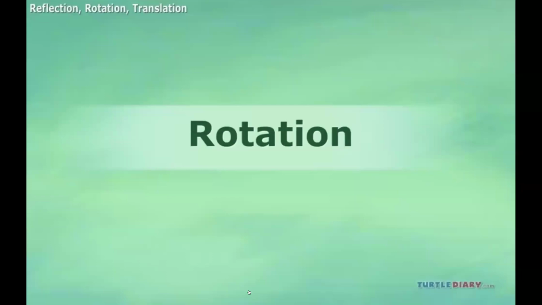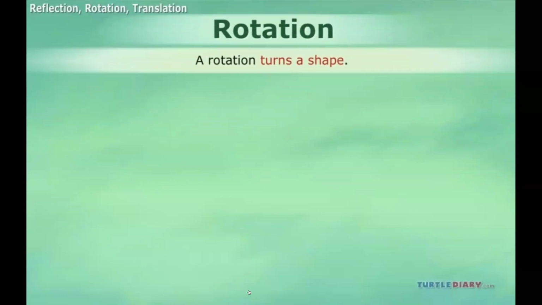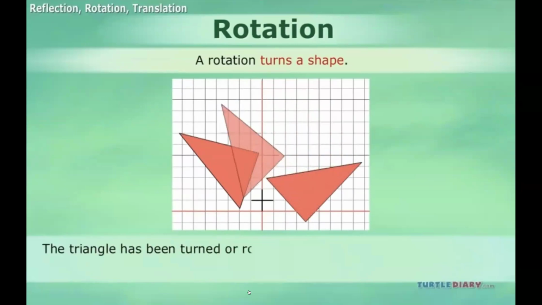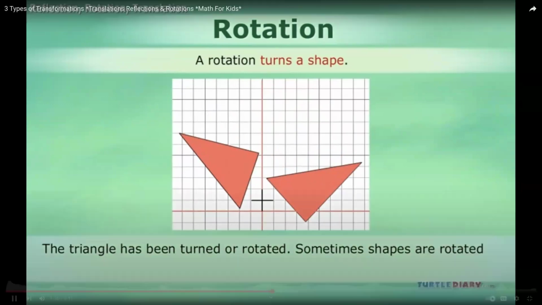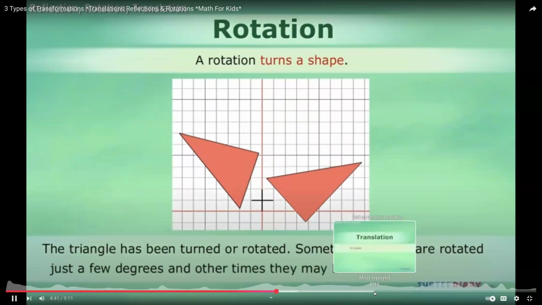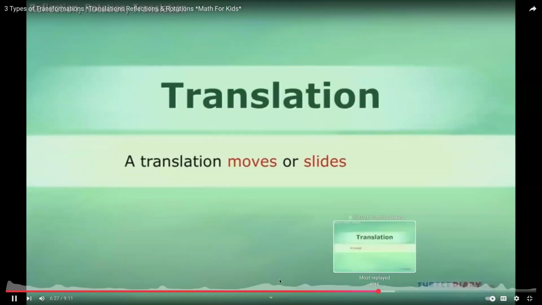Rotation. A rotation turns a shape. In this example, the triangle has been turned or rotated. Sometimes shapes are rotated just a few degrees, and other times they may be rotated significantly. A translation moves or slides a shape.